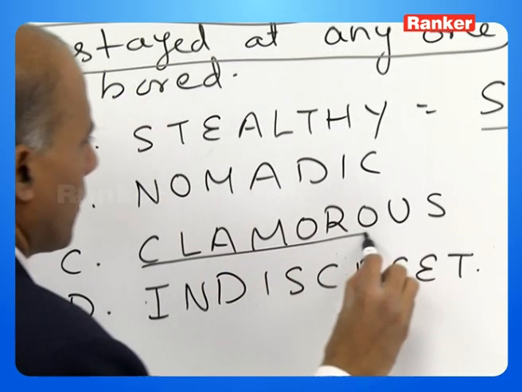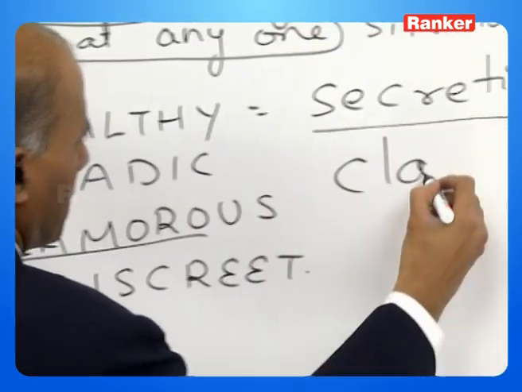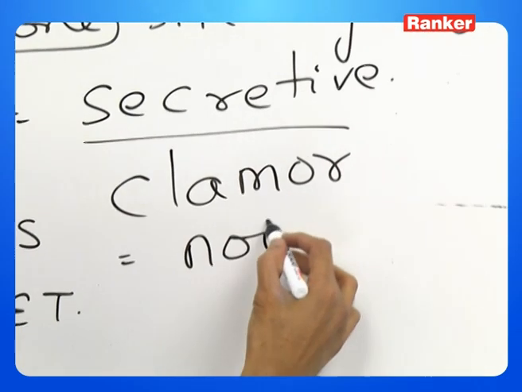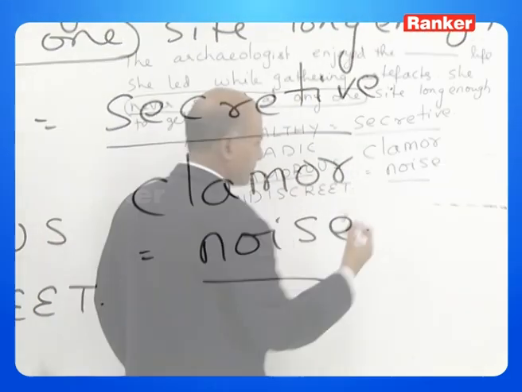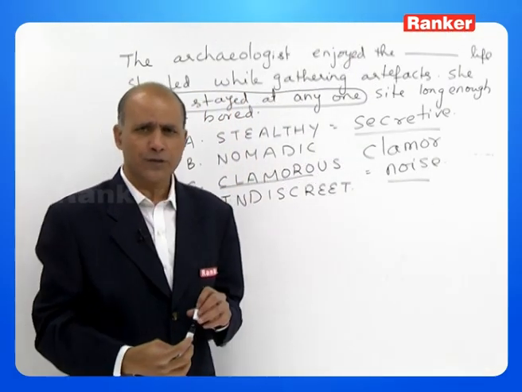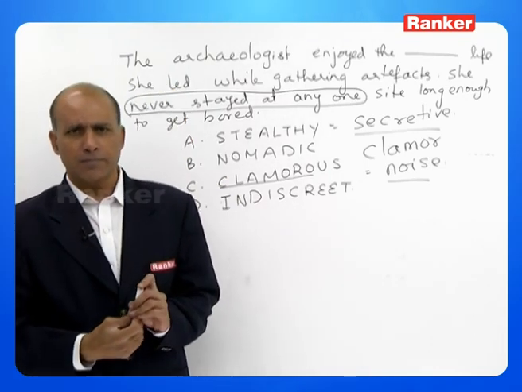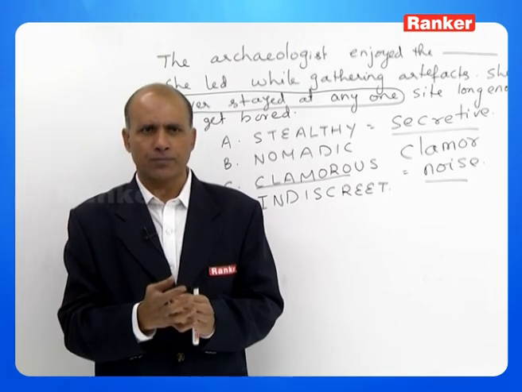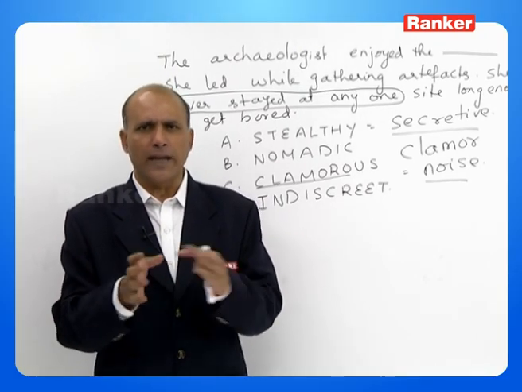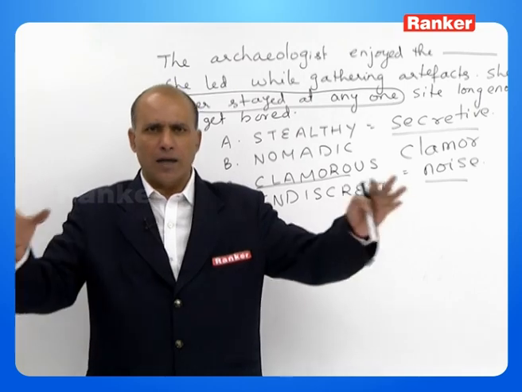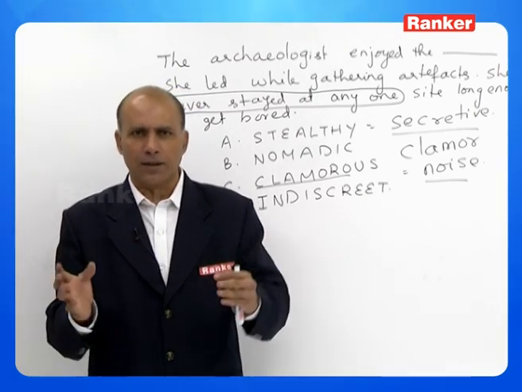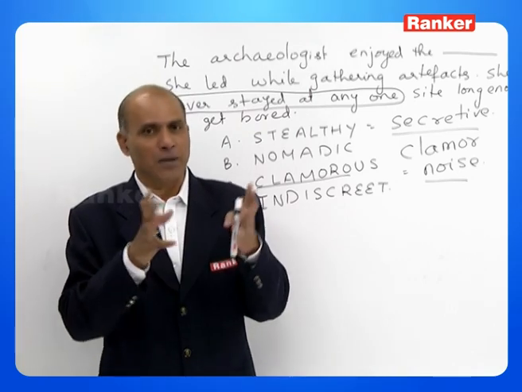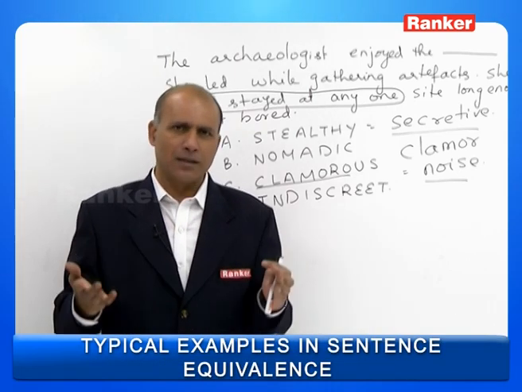Clamorous. What is clamor? The word clamor is given in many dictionaries as noise. What is noise? In your kitchen, you have different types of metal objects. When your mummy is cooking, many times the vessels may touch each other and it may produce a very disturbing noise. That's called clamor.